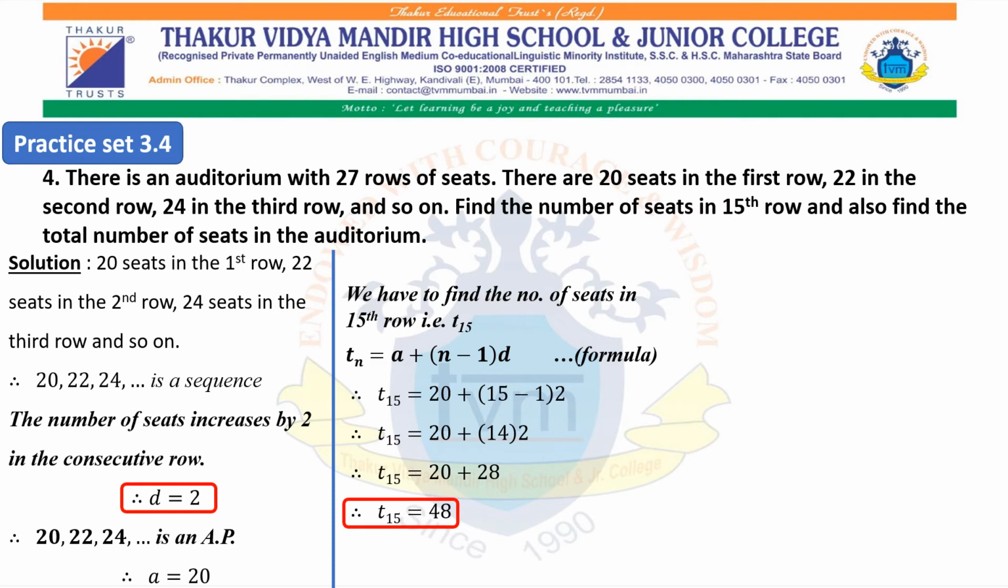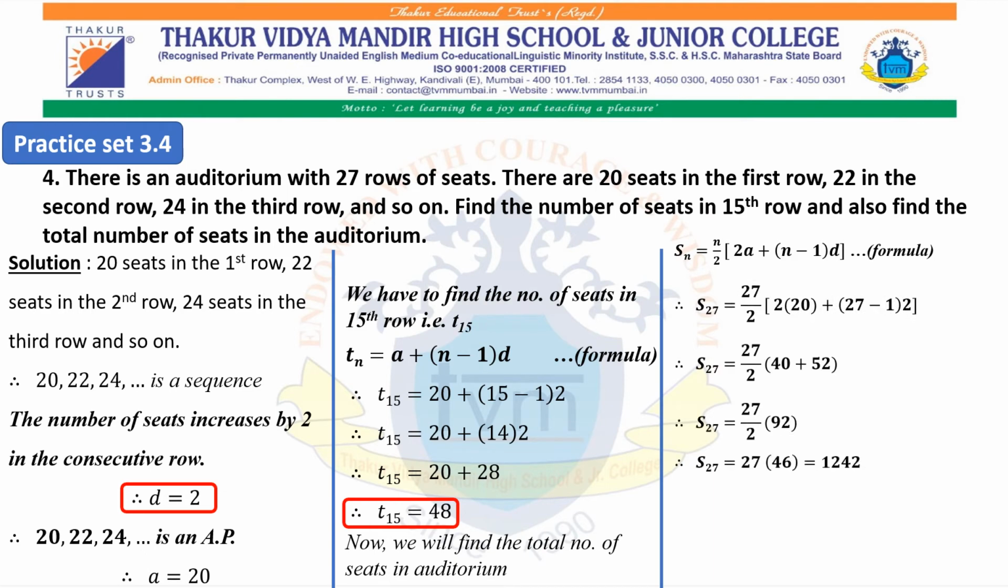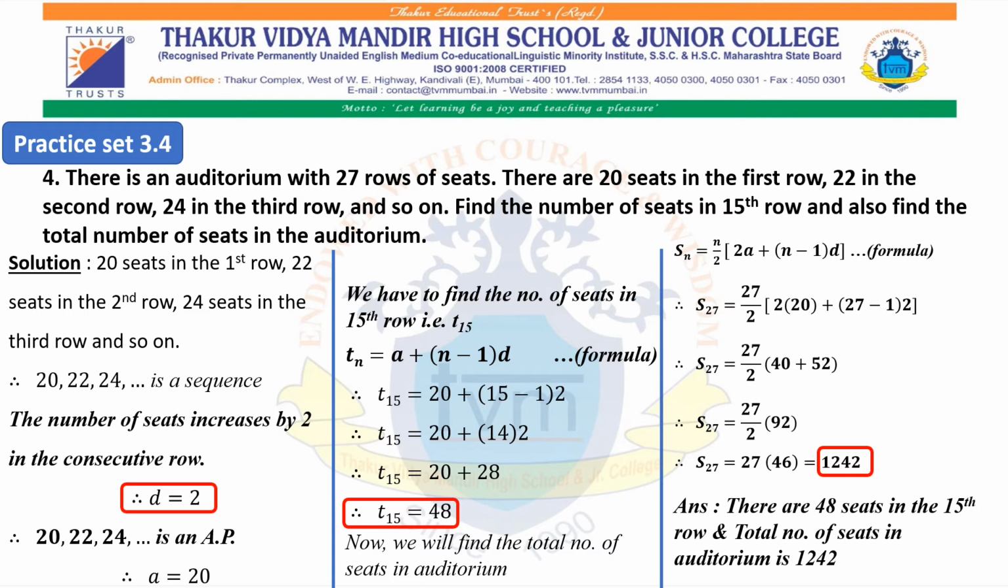After getting the number of seats in the 15th row, they have also asked us to find the total number of seats in the auditorium. For finding the total number of seats, we have to use the Sn formula. Now we will find the total number of seats in the auditorium. We will apply the Sn formula, substitute its values and we will get S27 as 1242. It means there are 48 seats in the 15th row and the total number of seats in the auditorium is 1242.